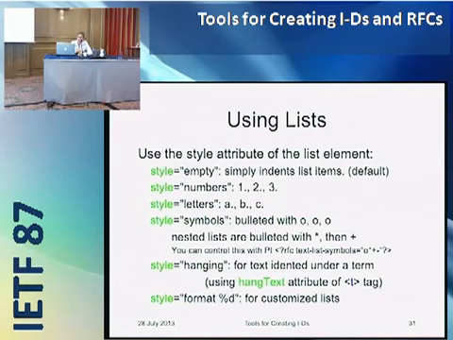list symbols. Hanging, this is a common one that gets used in internet drafts where you have a term and then you want to start the text underneath it, or you want to start the text next to it, but when the text wraps you want it to be indented underneath the term. That's style equals hanging.